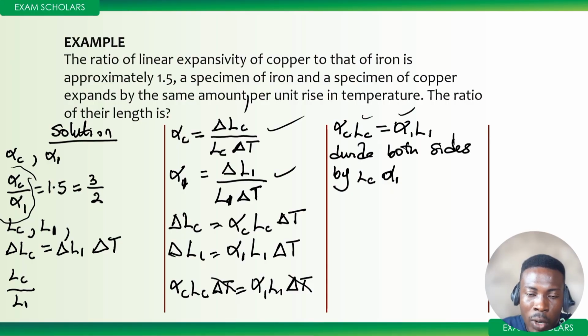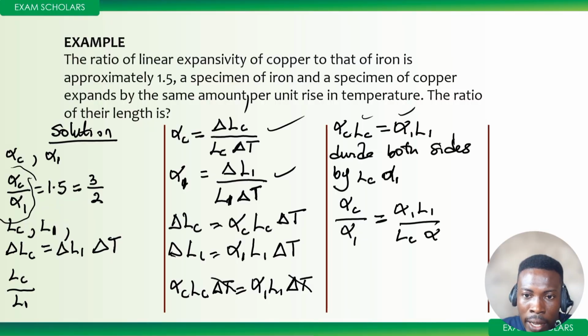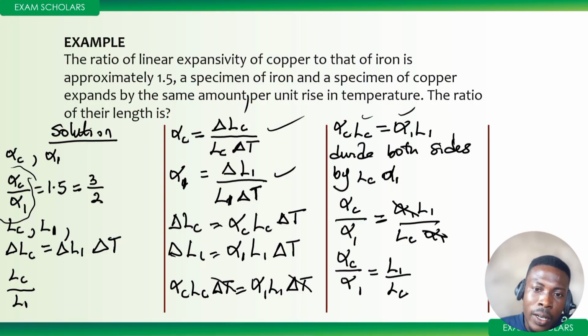So when I do that, we are going to have alpha C divided by alpha I is equal to alpha I Li over LC alpha I. So alpha I is gone. So we have alpha C over alpha I is still the same thing as Li over LC. Okay, what is alpha C divided by alpha I? That is 3 over 2. So which means 3 over 2 is the same thing as Li over LC.